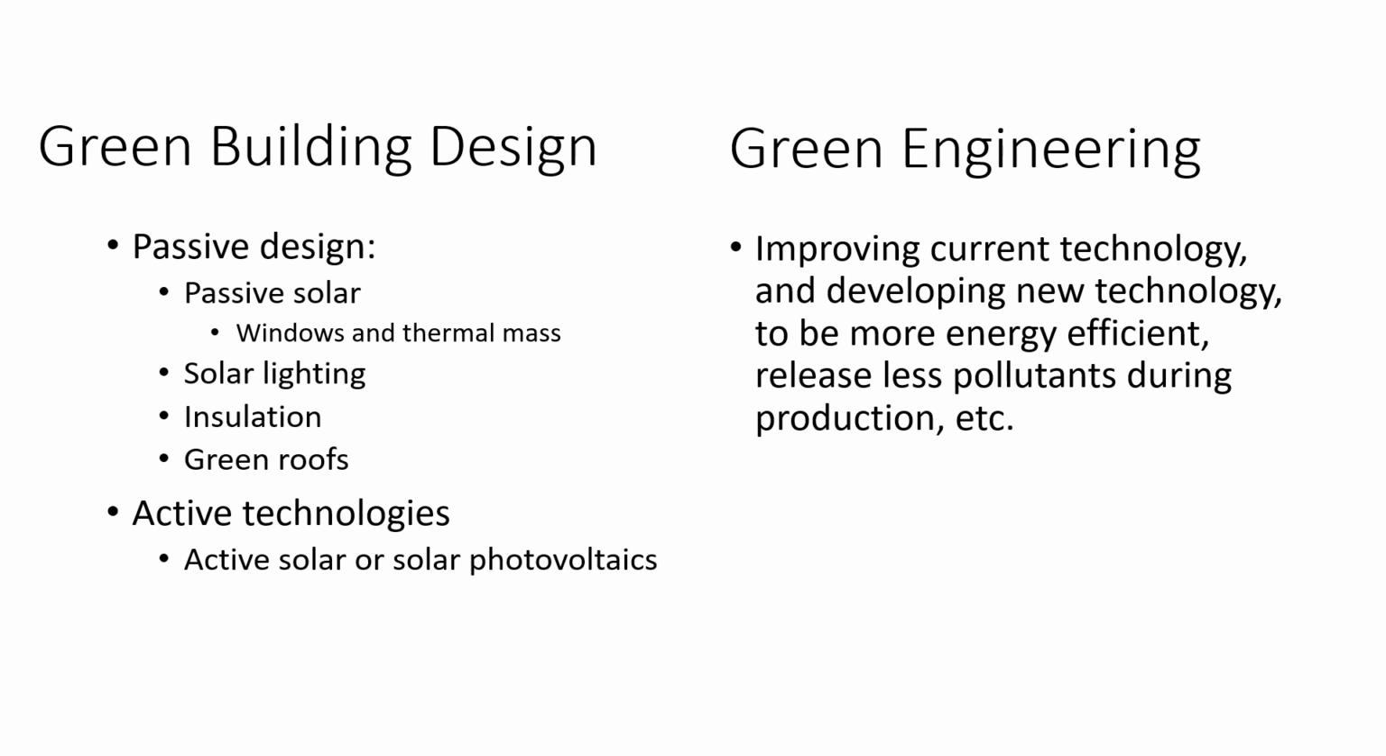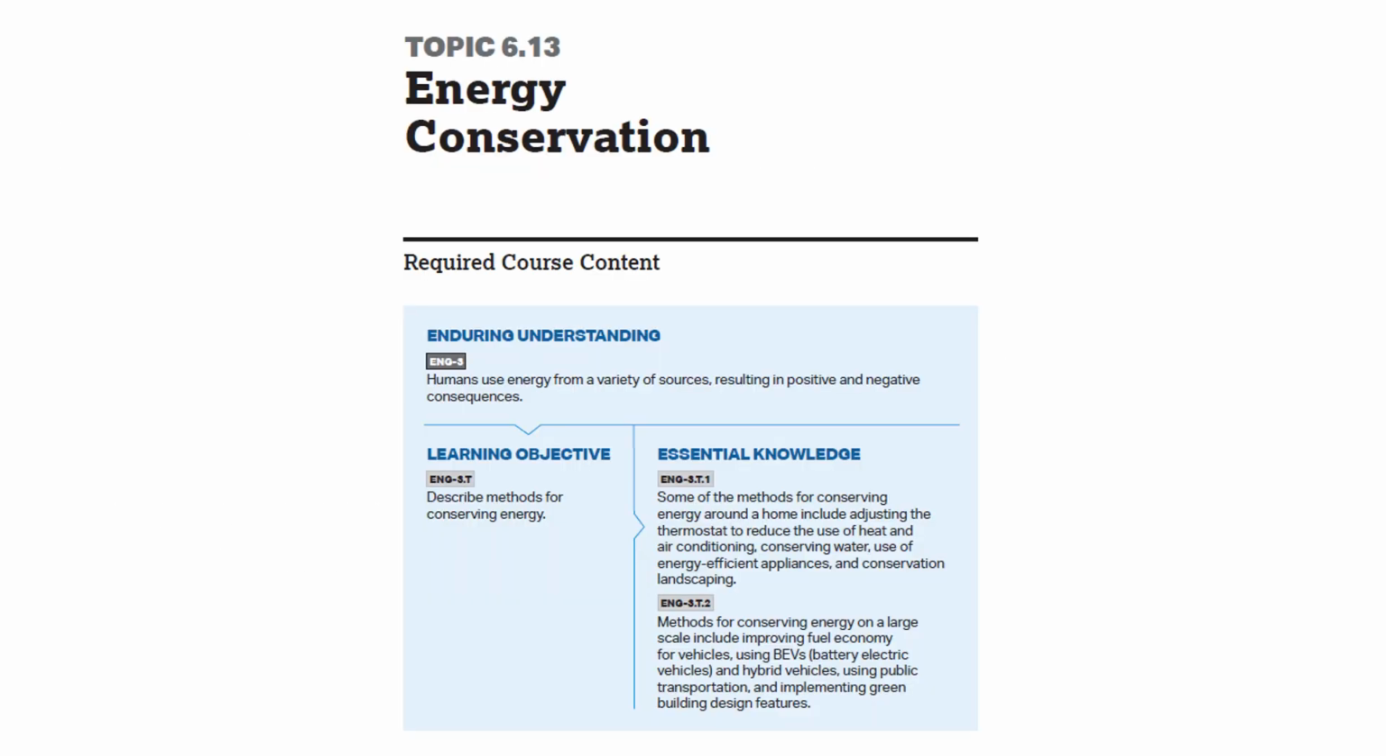All right. So hitting the learning objectives, some methods for conserving energy around the home include adjusting the thermostat, conserving water, use of energy efficient appliances, and conservation landscaping. And again, one more that you can add there is proper insulation. Methods for conserving energy on a large scale include improving fuel economy for vehicles, using battery electric vehicles and hybrid vehicles, using public transportation, and implementing green building design features.